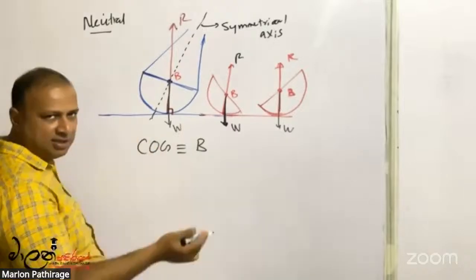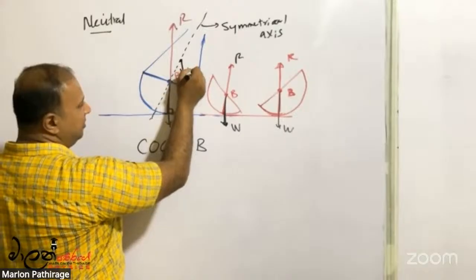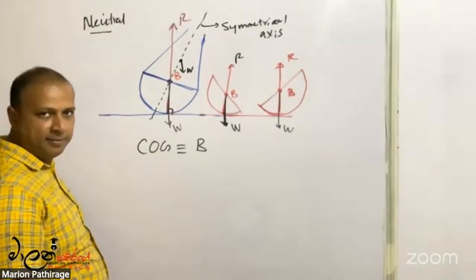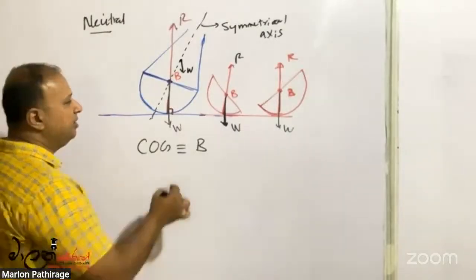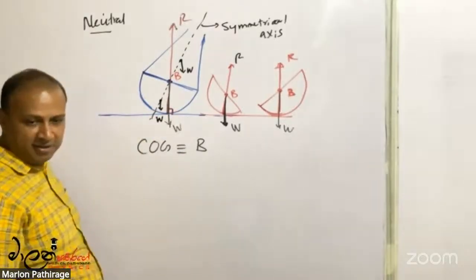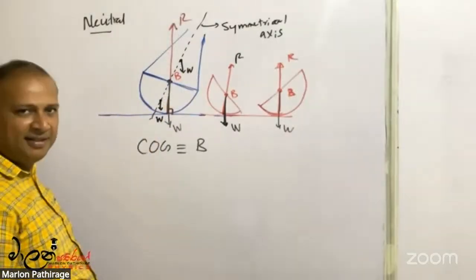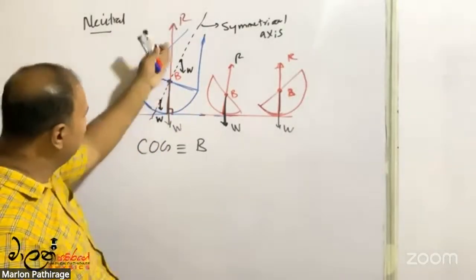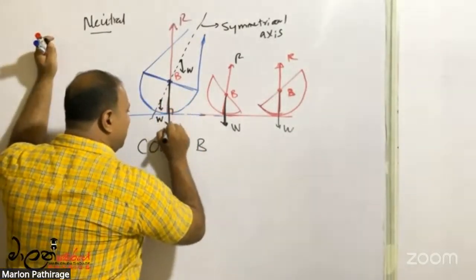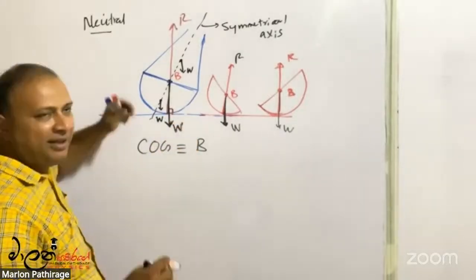Therefore, if it is in unstable condition, the center of gravity should be located just above the center. If it is a stable condition, the center of gravity should be located at this kind of position. If it is neutral condition, the center of gravity should be located at exactly point B.